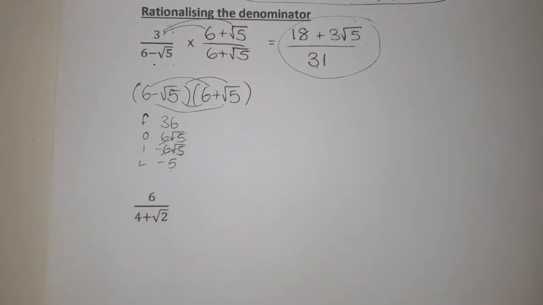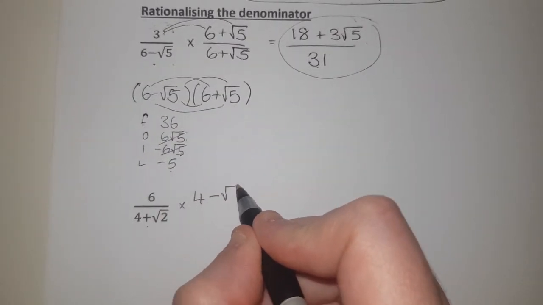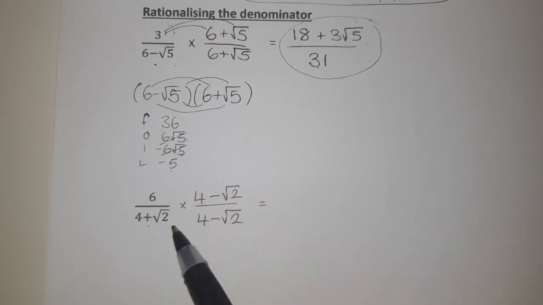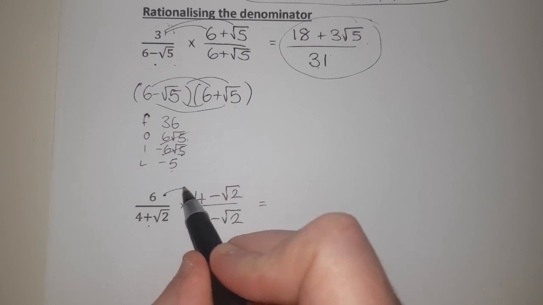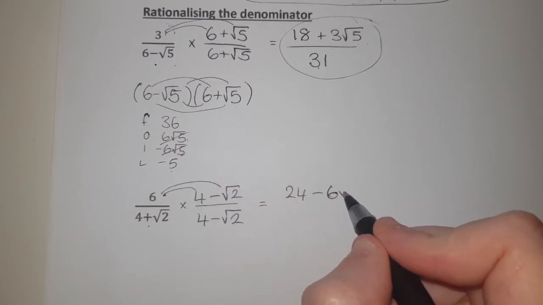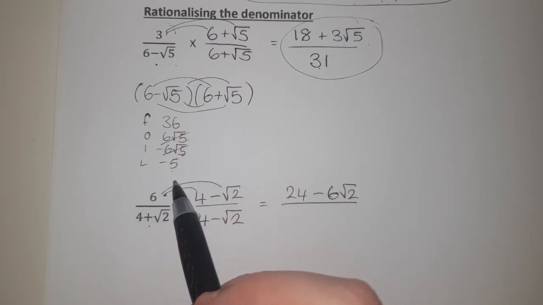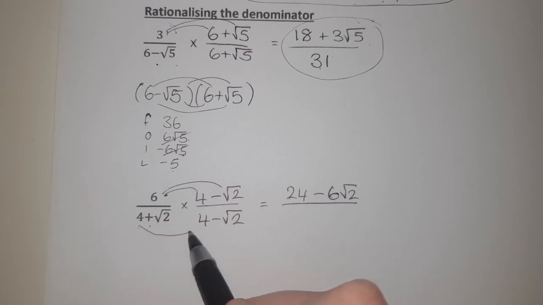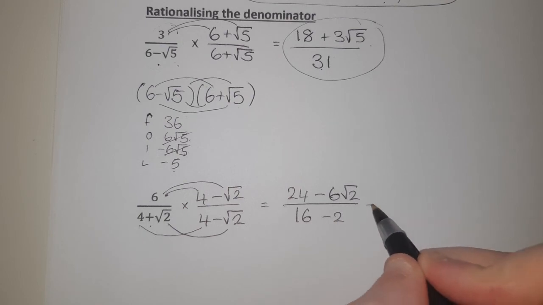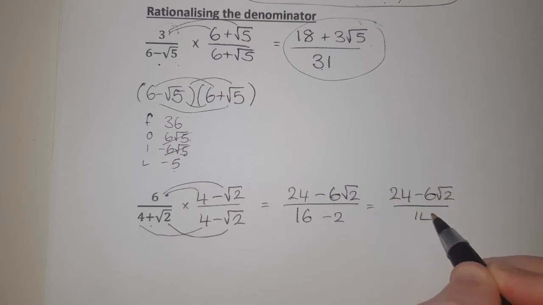So if I look at the next one, I've got an addition this time. So I'm going to multiply by the same sum, but this time with a subtraction. So as I said last time, the top of this fraction is nice and easy. 6 times 4 is 24. 6 times root 2 is 6 root 2. On the bottom, remember, you can write it all out if you like, or just remember you need to do first, well, that's 16, and last, minus 2. In which case, I get 24 minus 6 root 2 on the top and 14 on the bottom.